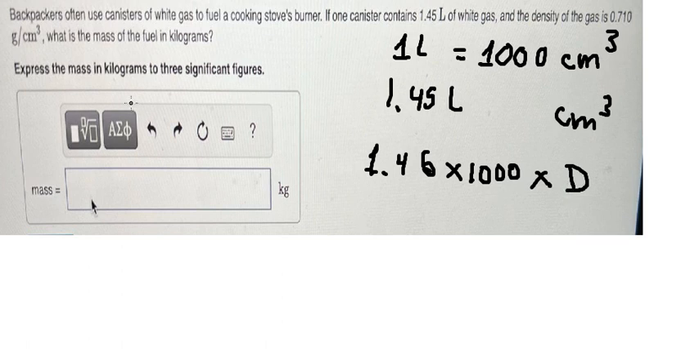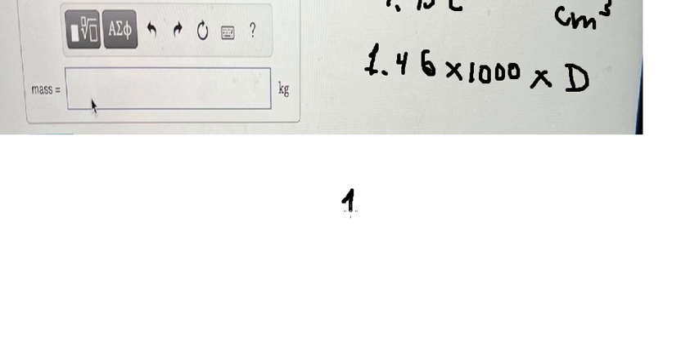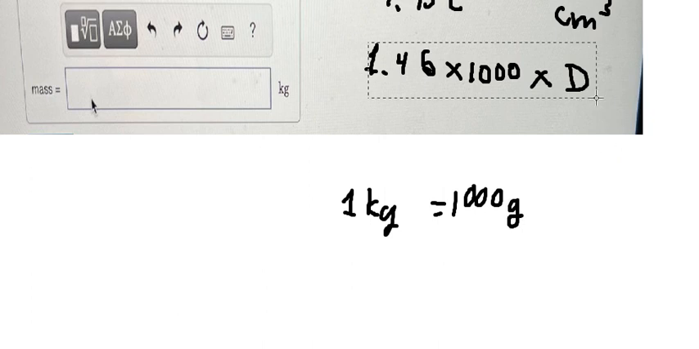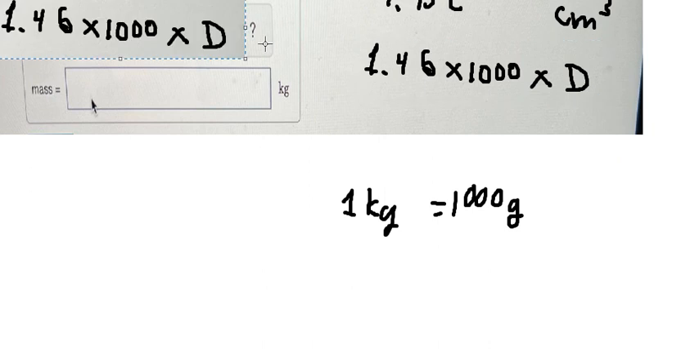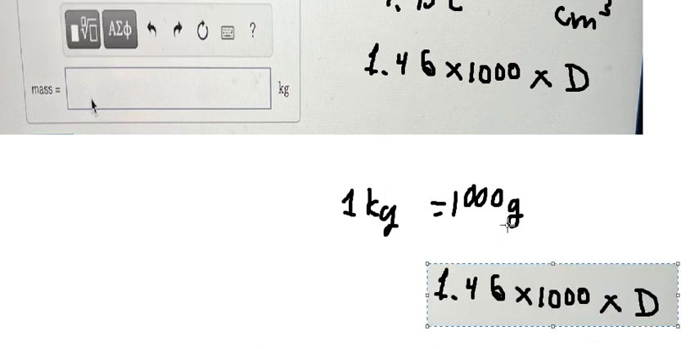And later they want to convert into kilograms, because we just got grams in here. Now if we want to convert, 1 kilogram is about 1000 grams. So we just have this value in here. This is in grams. We need to convert to kilograms.